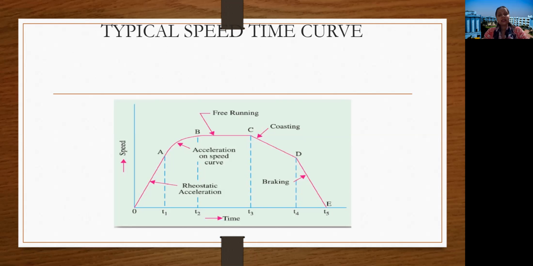Here on the x-axis, time is denoted. On the y-axis, speed is denoted. The area under the curve denotes the total distance traveled by the locomotive. This total speed time curve is divided into 5 parts: rheostatic acceleration or notching, normal acceleration, free running, coasting, and braking. So this is the total speed time curve that any locomotive should have.